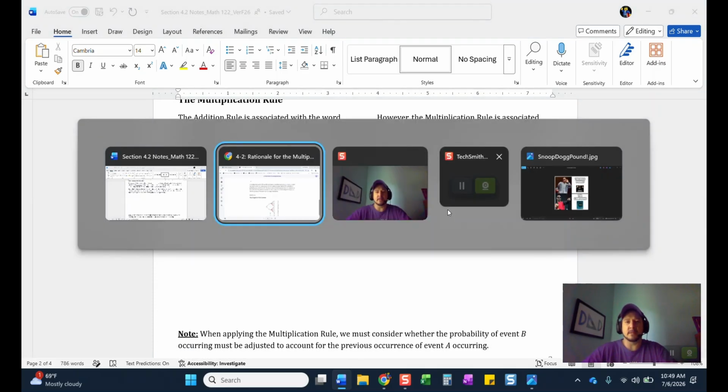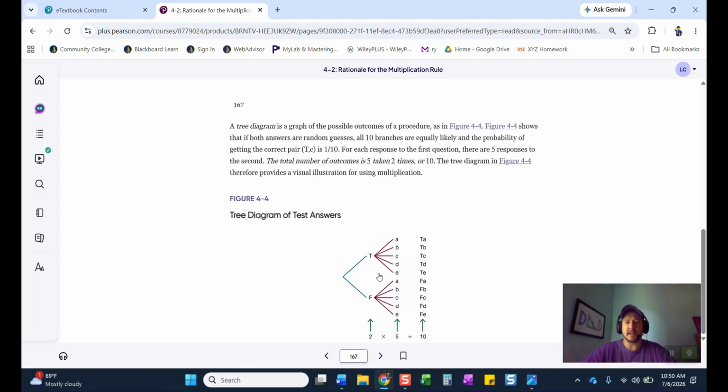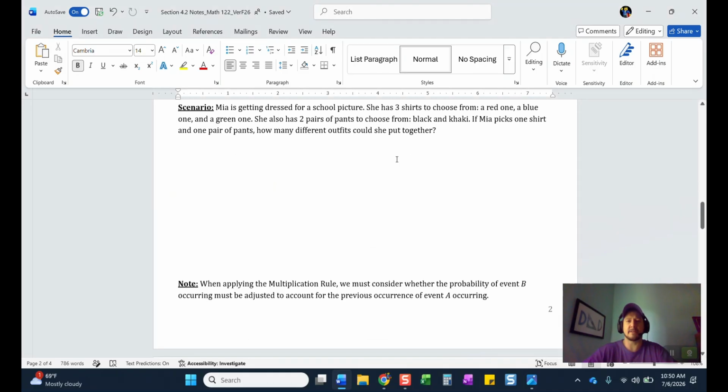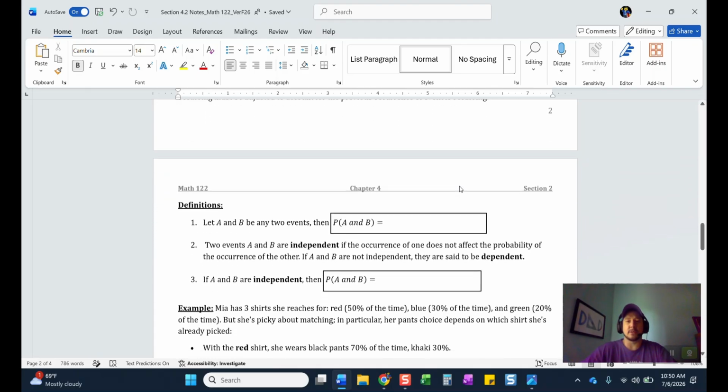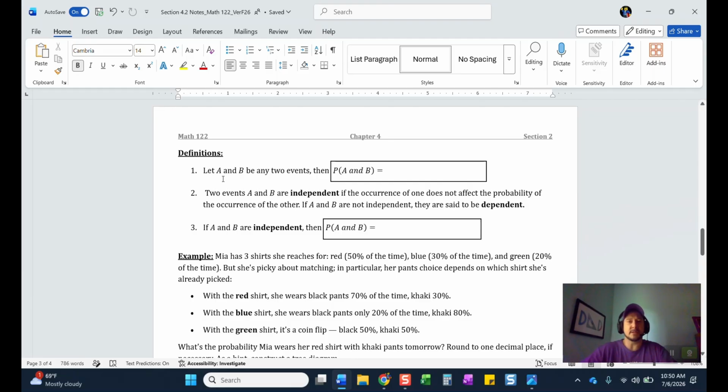So I'm going to explain to them what a tree diagram is, and we're going to construct something similar to this. We'll count the number of ways, and then we can phase our way into independent and dependent events. So I made a note as a segue. When applying the multiplication rule, we must consider whether the probability of event B occurring must be adjusted to account for the previous occurrence of event A. So I leave that for them to just put a pin in, and then I give some definitions.